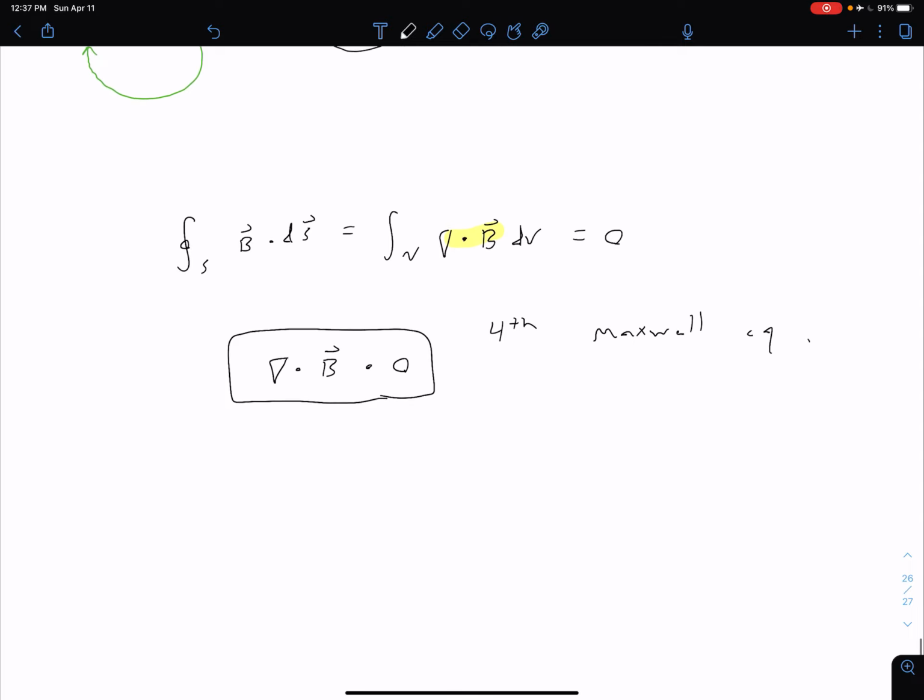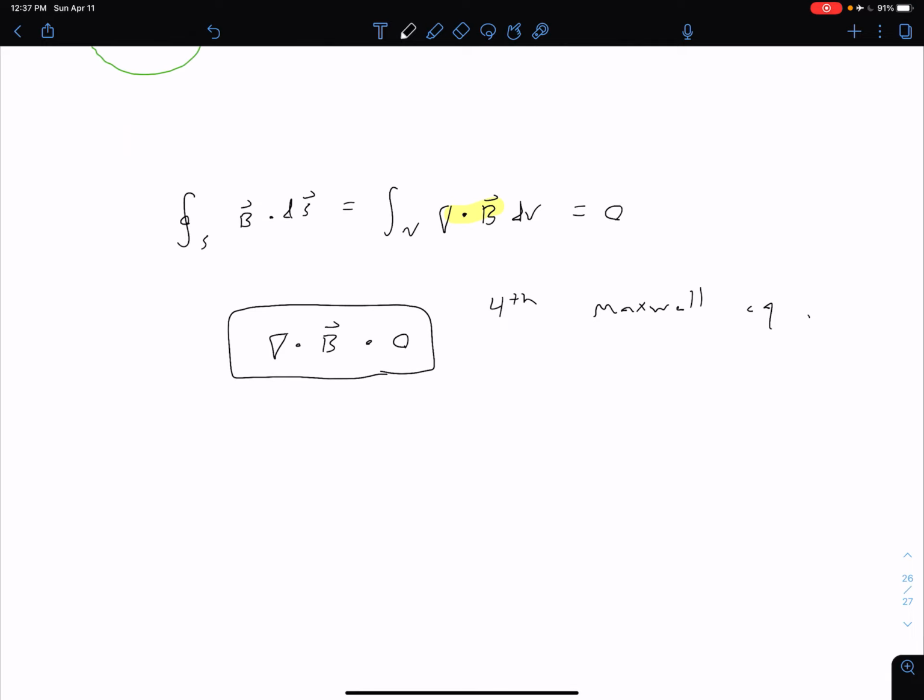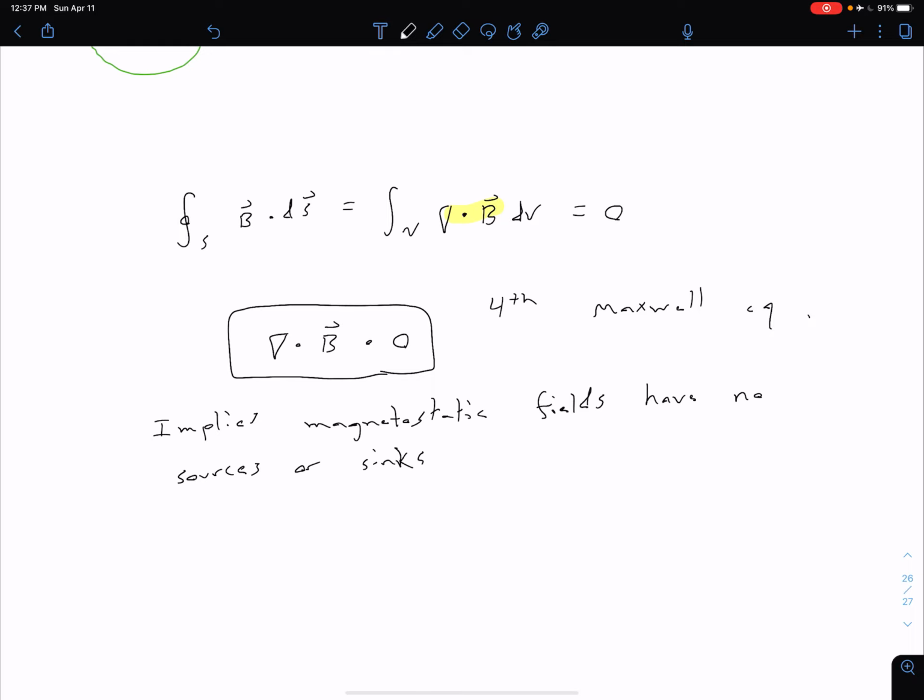And so what this is implying, if we think back to our basic definition of divergence, is that our magnetostatic fields have no sources or sinks. So it implies our magnetostatic fields have no sources or sinks. And again, this is all related back to the idea that we can't have a magnetic monopole. We have to have the north and south together.